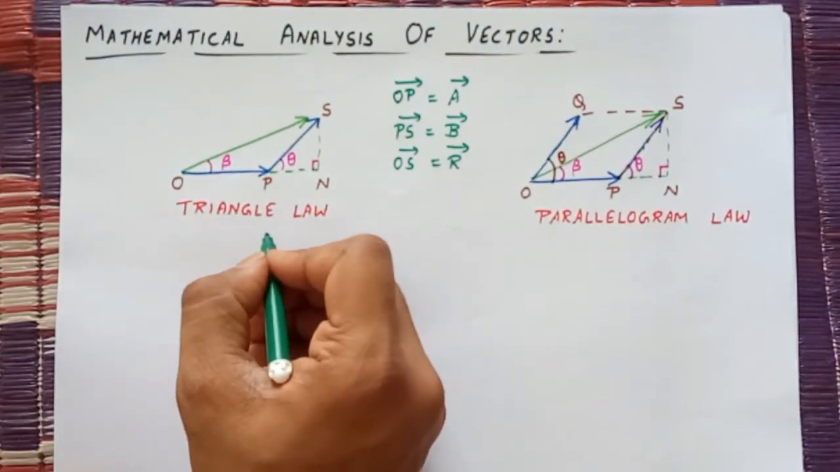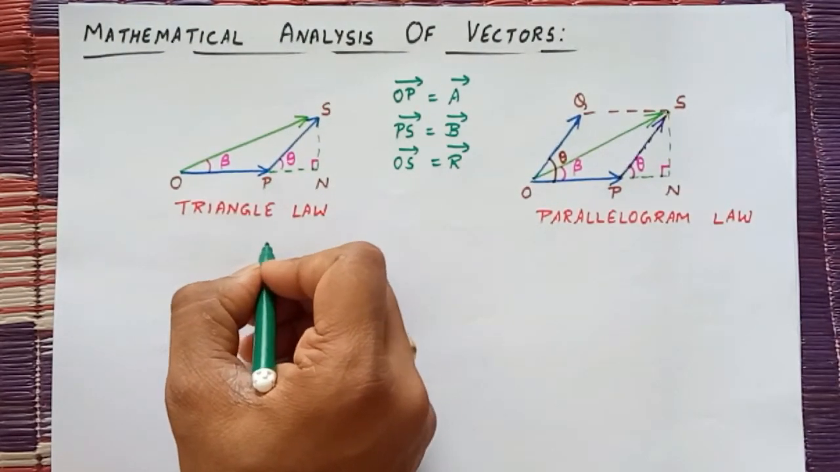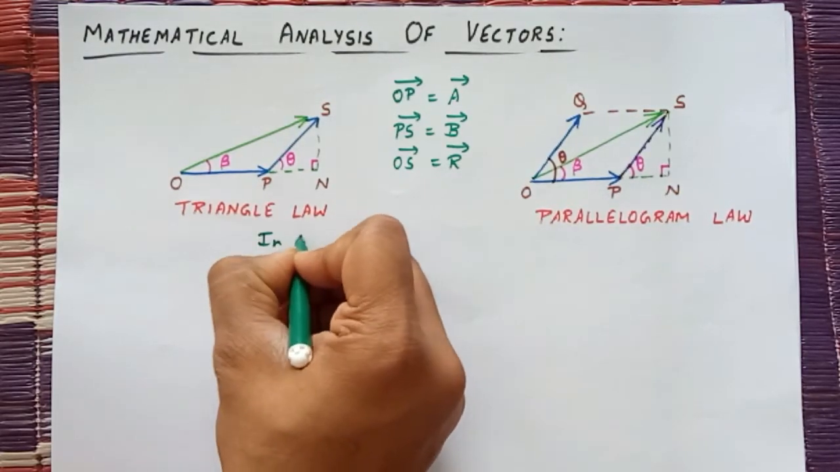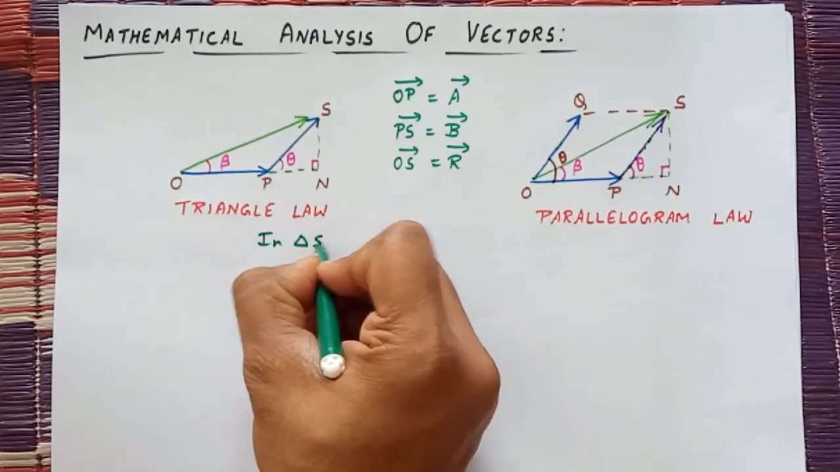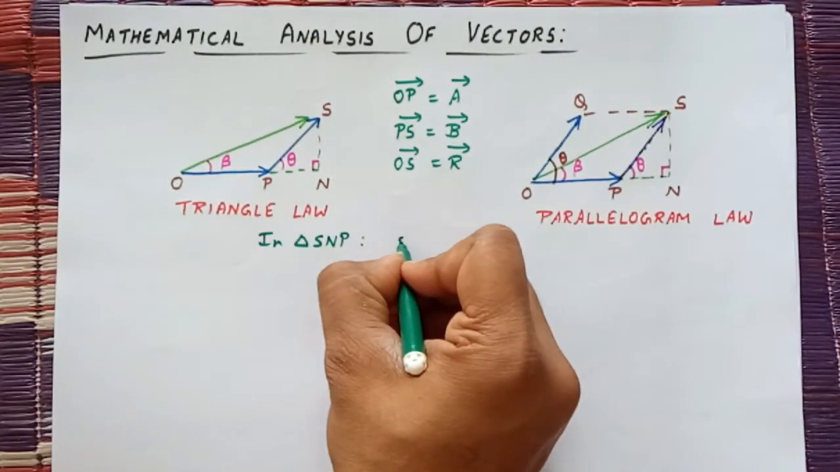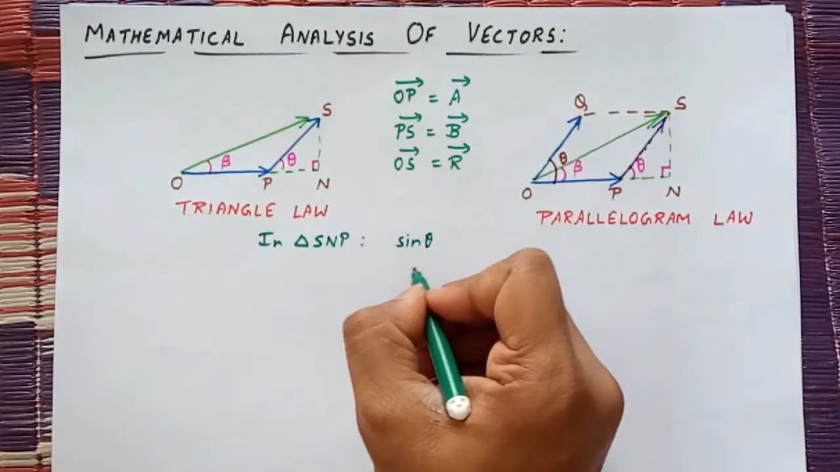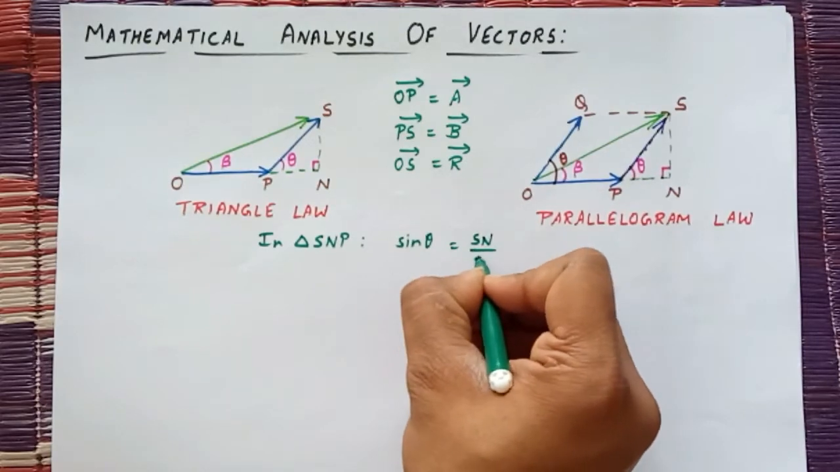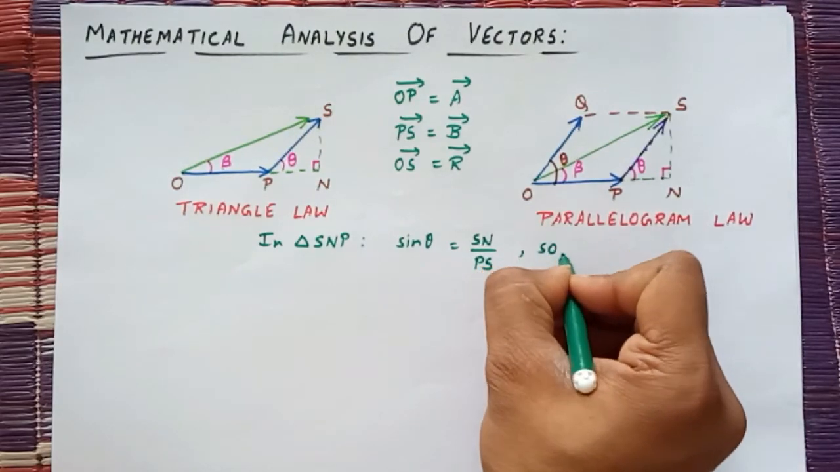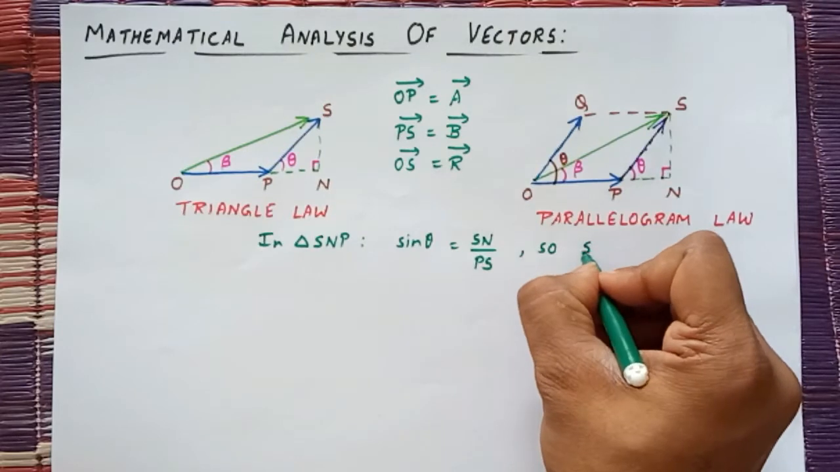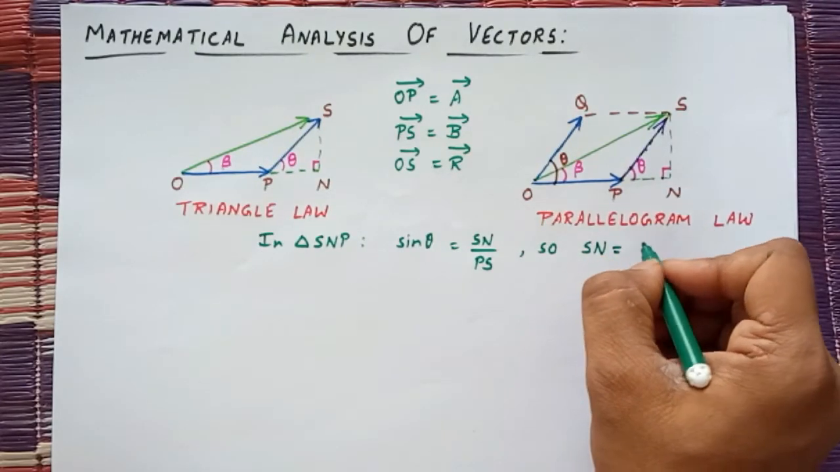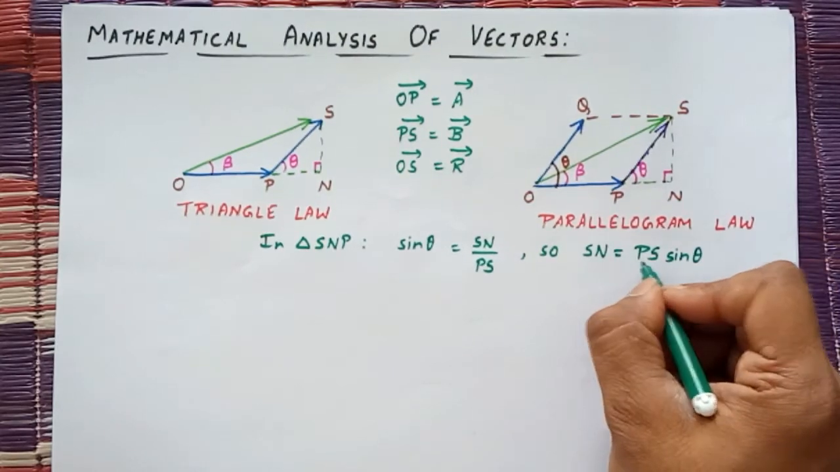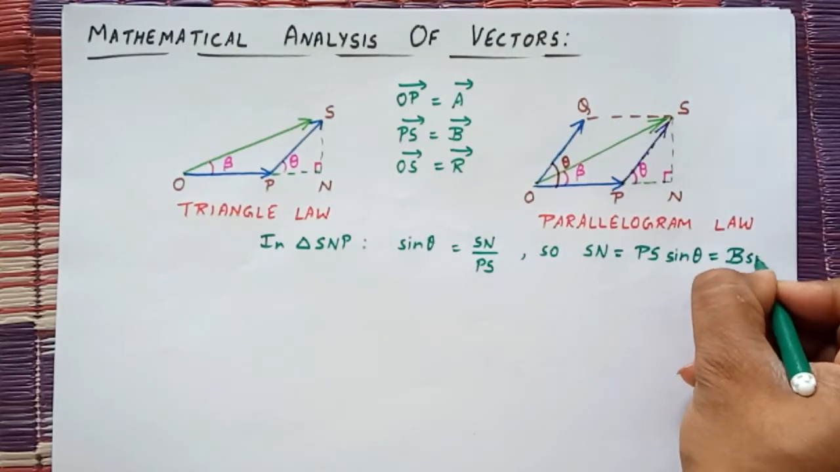So if I want to find sin theta in triangle SNP, what will be sin theta? Sin theta will be SN upon PS. So I can write SN is equal to PS sin theta. What is PS? PS is B, so it will be B sin theta.